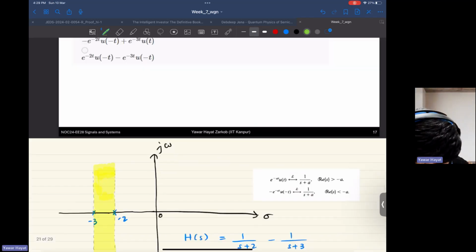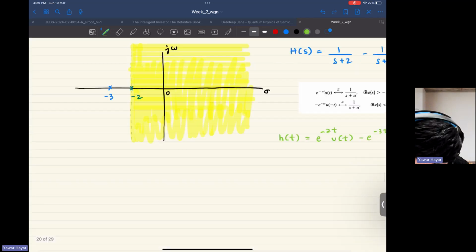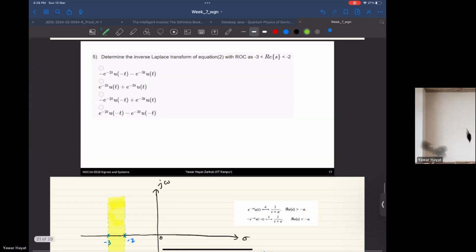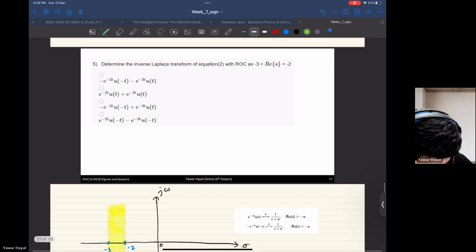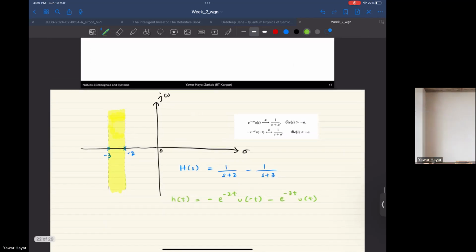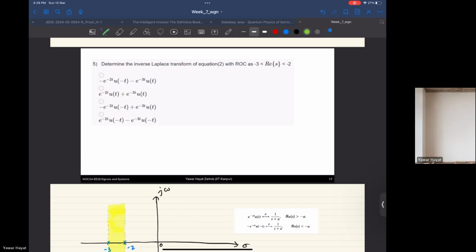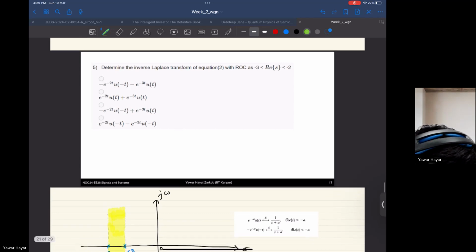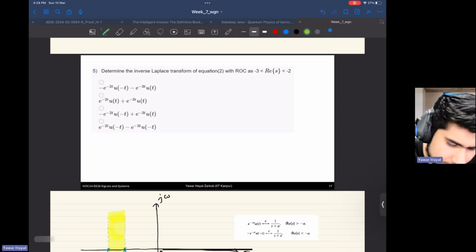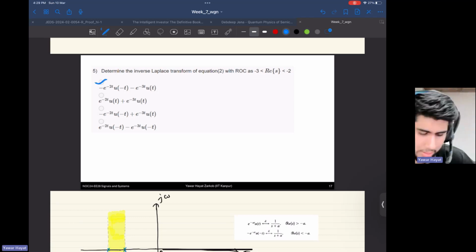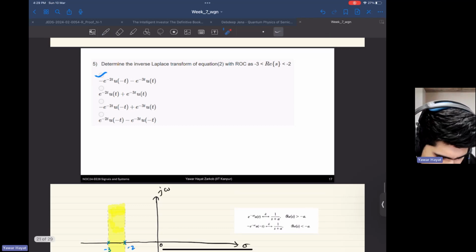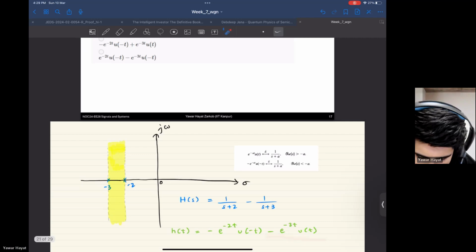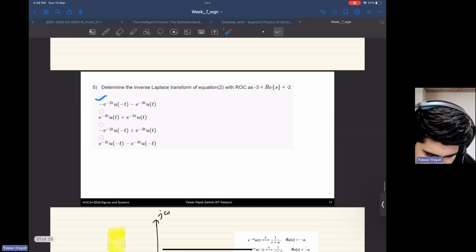So which answer is correct? I guess there was some issue with the sign for question number 4. But for this question number 5, the correct answer should be the first one, right? Minus exponential of minus 2t u of minus t, and then this minus exponential minus 3t.